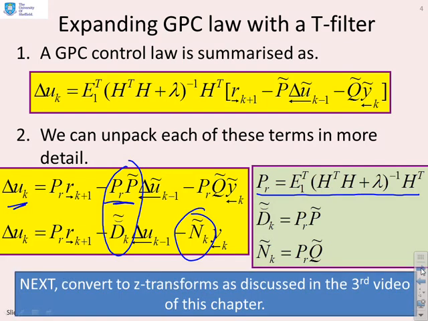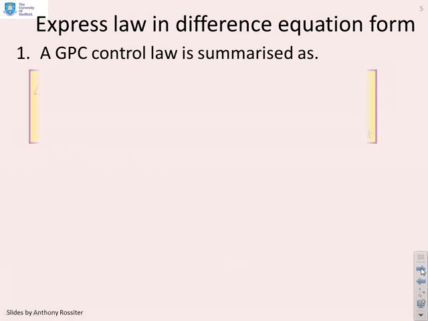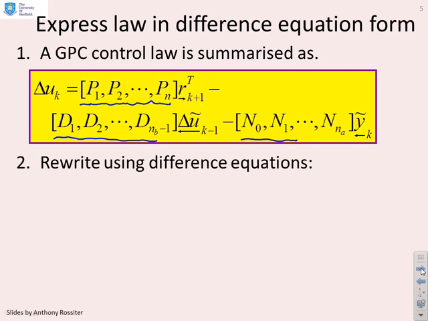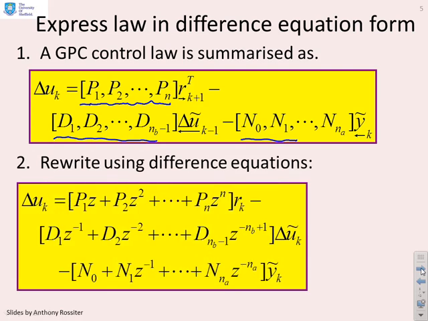What we want to do next is convert this expression at the bottom to Z transforms, because by converting it to Z transforms we can start to compute the sensitivity functions. So a GPC control law can be summarized like this, and exactly as we did before, we unpacked each of these vectors to say what terms are in there. The pre-filter is not going to come into it, but P1 to Pn, and then this denominator term D1 to D_{nb-1}, and numerator term N1 to N_na, multiplying past filtered variables. And we said you could rewrite these using difference equations.